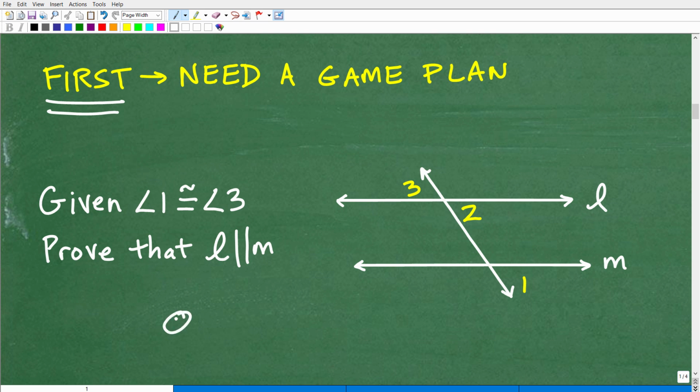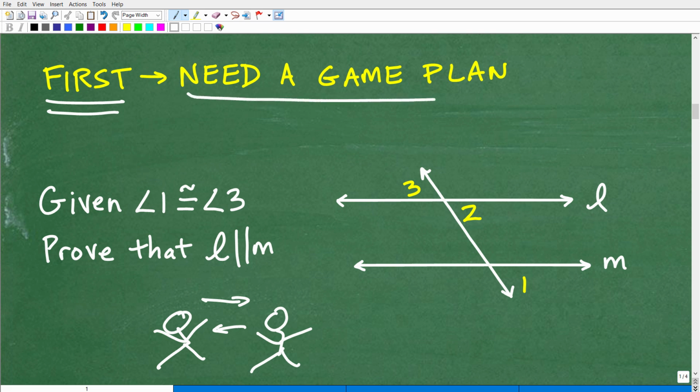Here's you and here's your brother or sister, and you guys are having an argument over something. Now the game is, hey, I've got to convince this person that I'm right and they're wrong. That's the game. Now that we know the rules, we need a game plan to prove our point. So this is where it becomes fun.